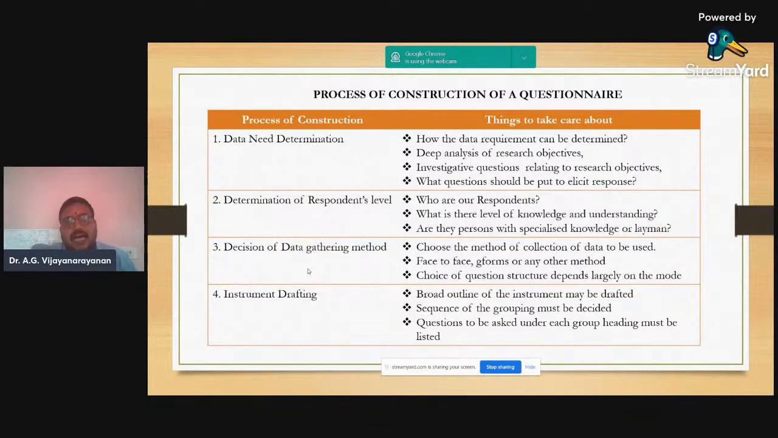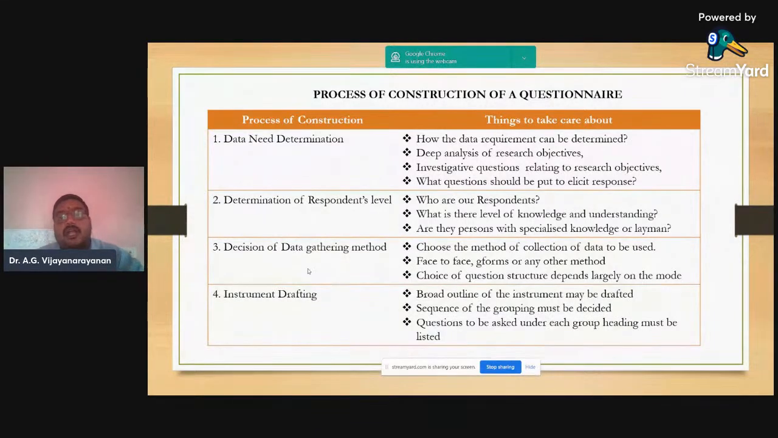Will they understand the question I ask in the same meaning? That is very important. Do they have specialized knowledge or are they laymen? That is very important. If you are doing a study with respect to illiterate people, then this questionnaire is not at all useful because they don't have the capacity to read.